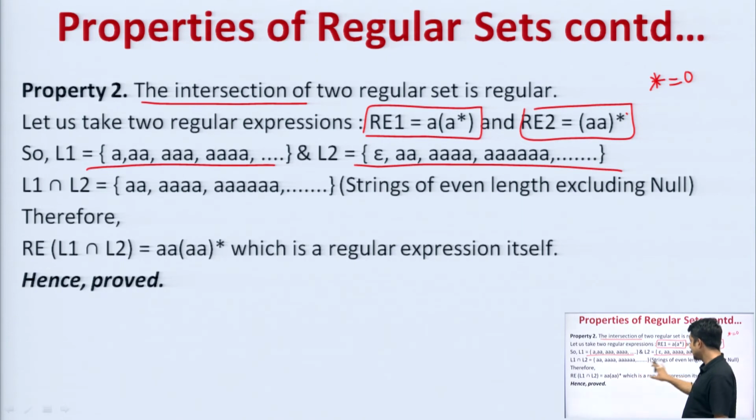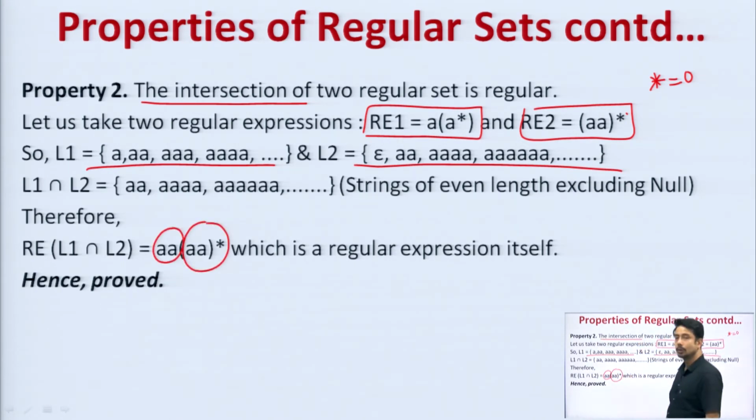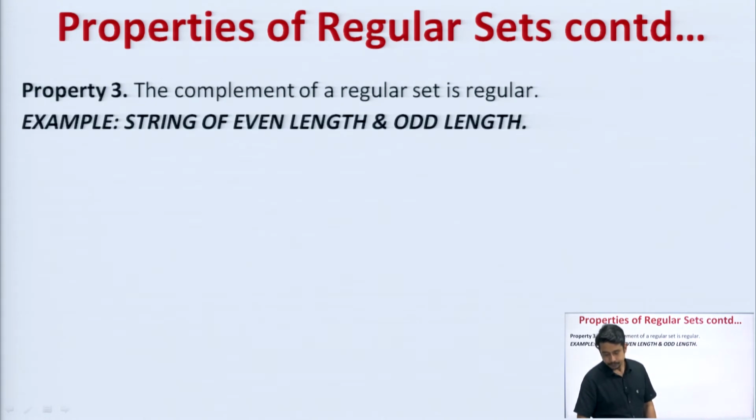Okay. So, if you take the commonalities, you will get a followed by a whole to the power Kleene closure, which is nothing but a regular expression only. Next comes the complement. The complement of a regular set will also give you a regular concept. I think this particular concept I have discussed.